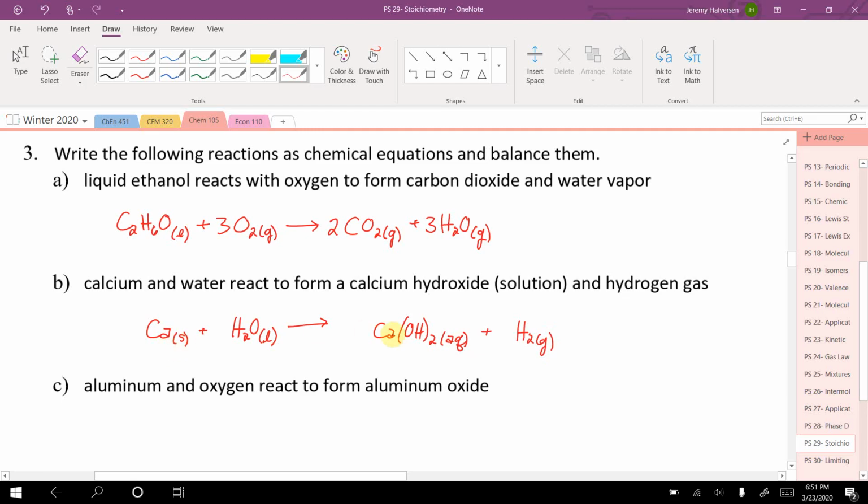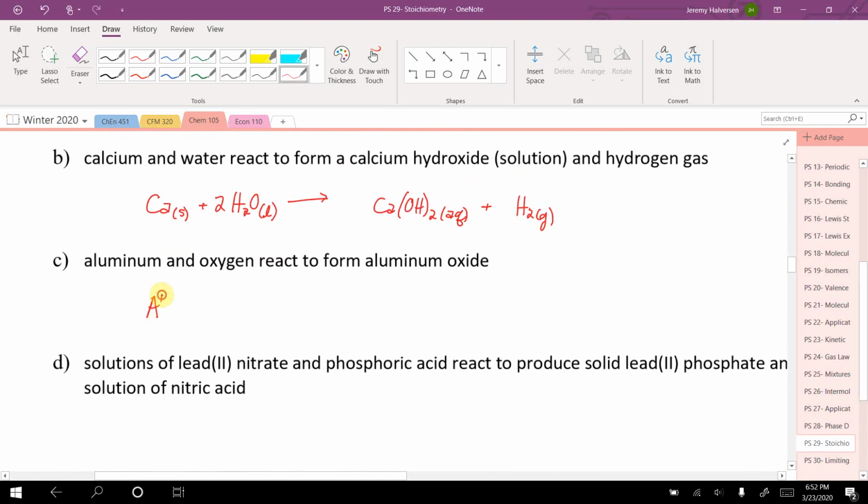So 1 calcium, 2 hydrogens. Here I have 2 hydrogens plus another 2 hydrogens gives me 4 hydrogens. So that means I need a 2 there. Now I have 2 oxygens and 2 oxygens. So now I'm done. That's nice and balanced.